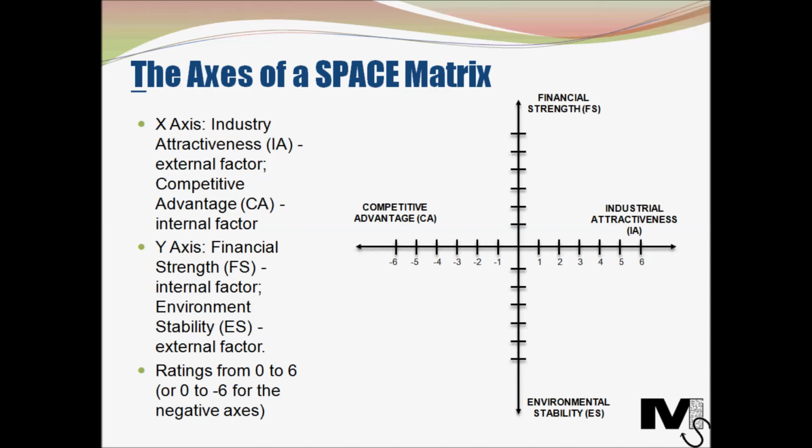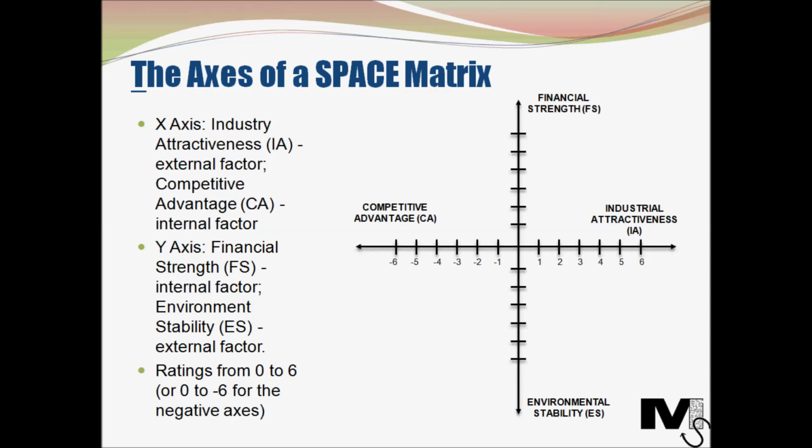Okay, and what are the X and the Y axis of a space matrix? In the space matrix, the X axis and the Y axis both have one external and one internal factor. The X-axis has industry attractiveness or IA, which is an external factor, and competitive advantage or CA, which is an internal factor. And the Y-axis has financial strength, which is an internal factor, and environmental stability, which is an external factor.